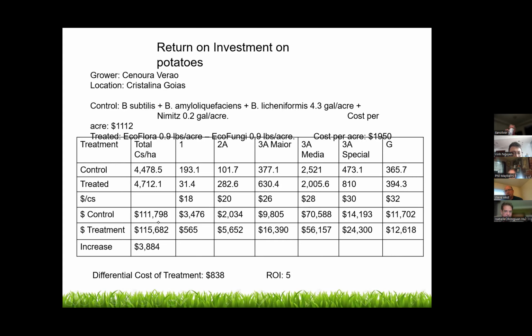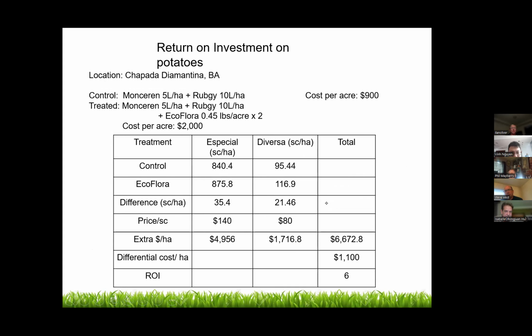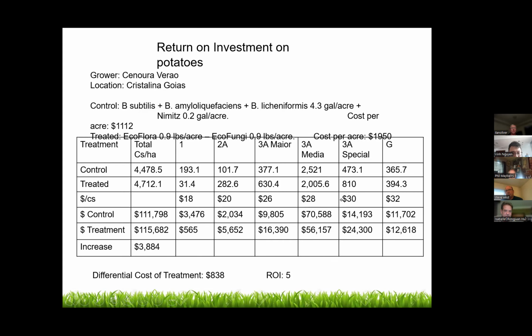They got a return on investment of 5 based on these calculations. I'm sorry, it's totally screwed up, but you can see depending on the quality of the potato, they get paid substantially different quantities. Therefore, if your yield got much higher, then the difference in money is obviously much higher. The differential in cost is not that much compared with what they are getting, so they got an ROI of 5.